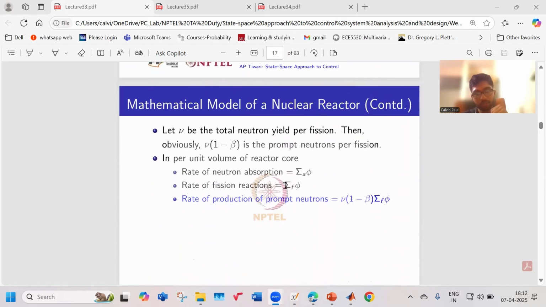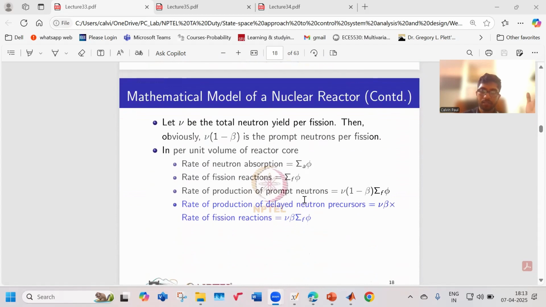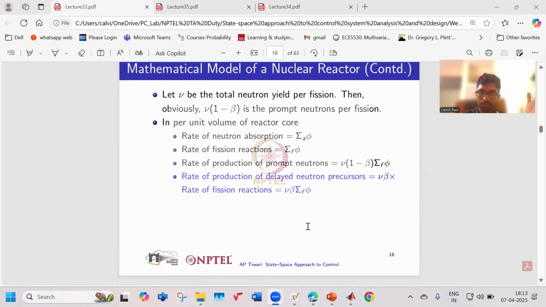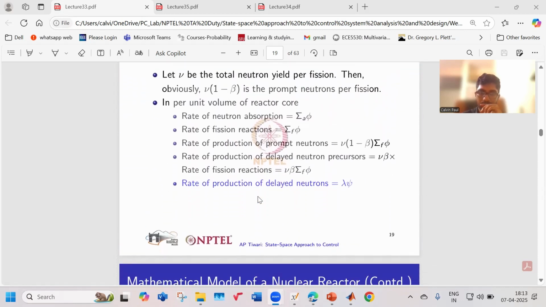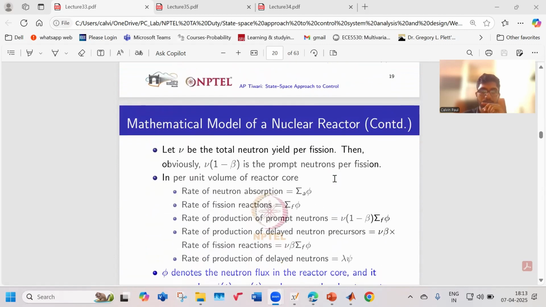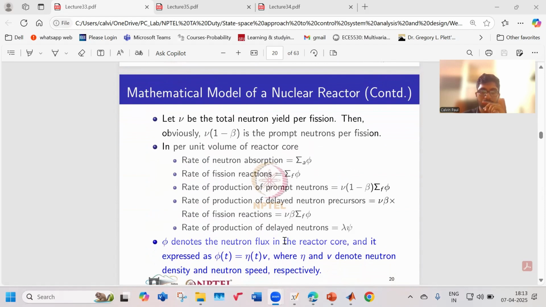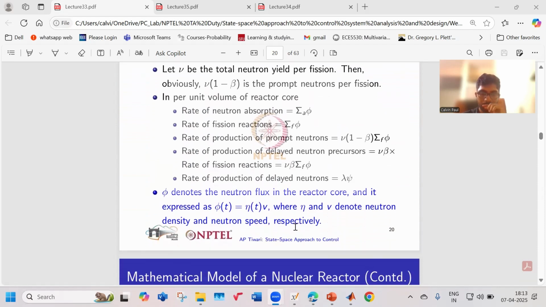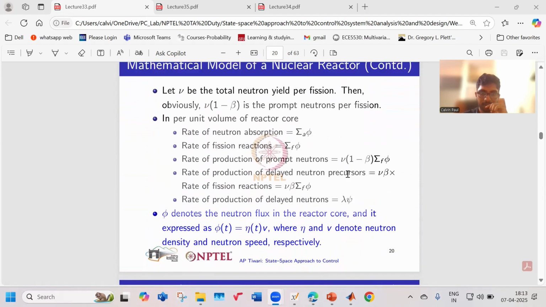So first, neutron absorption is also taking place. Fission reactions are also taking place. There's production of prompt neutrons. There's production of delayed neutrons. There's the rate of fission reactions. Okay, and the rate of production of delayed neutrons is lambda times phi of t, where phi involves the neutron flux.